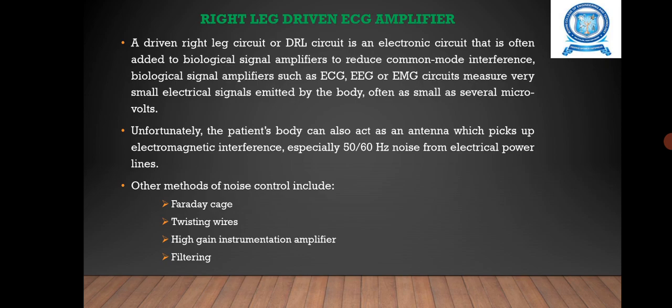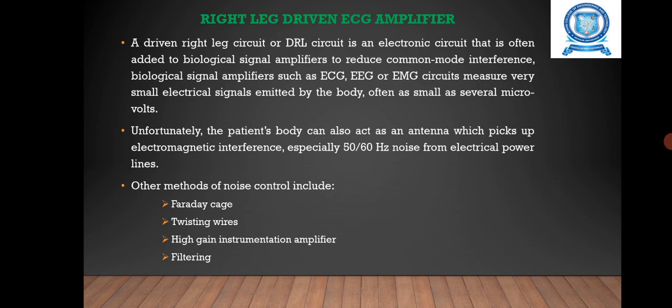Next we are going to see the right leg driven ECG amplifier. It is an electric circuit that is often added to biological signal amplifiers to reduce common mode interference. Biological signal amplifiers such as ECG, EEG or EMG circuits measure very small electrical signals emitted by the body. The patient's body can also act as an antenna which picks up electromagnetic interference, especially 50/60 Hz noise from electrical power lines.